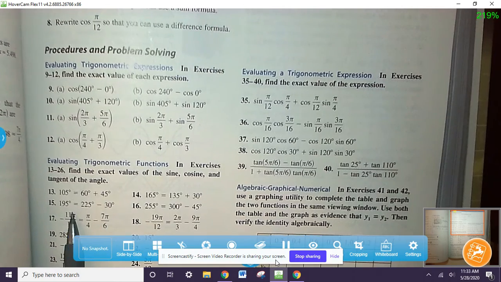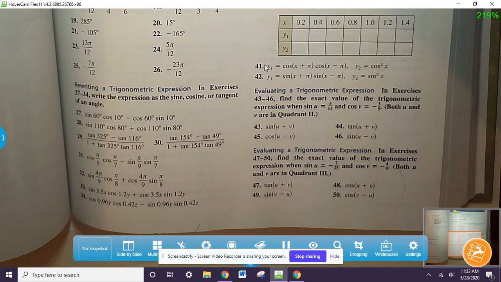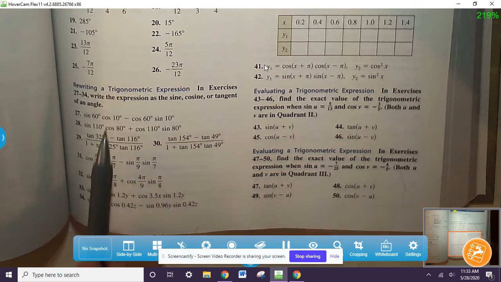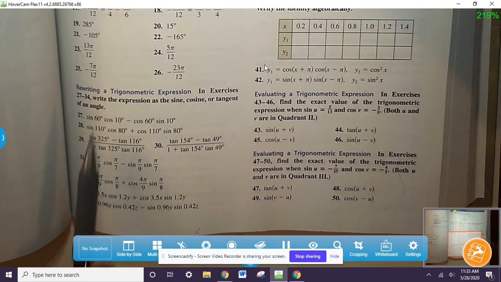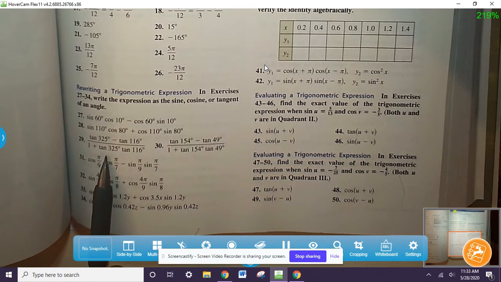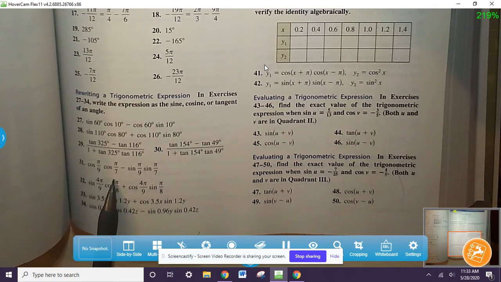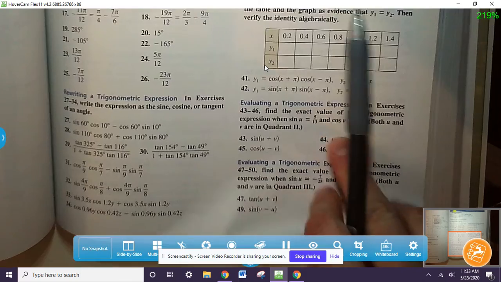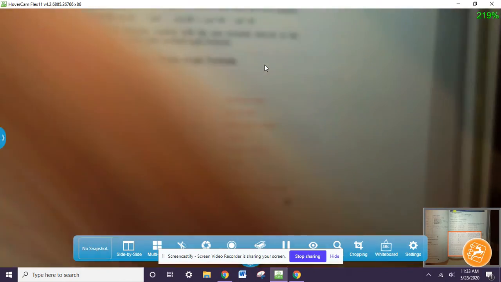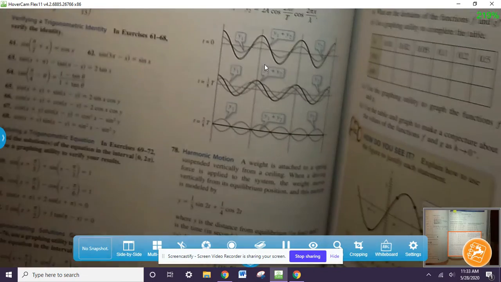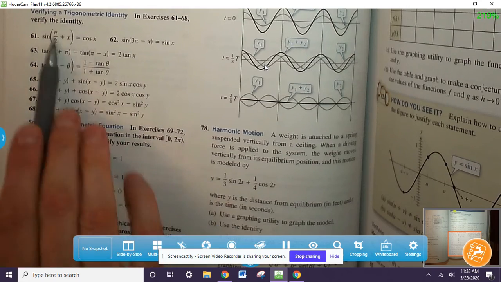The next problem you will do is number 29. And for number 29, here it is. So 29 is this one. You're writing the expression as sine, cosine, or tangent of an angle. And number 31 is here. Number 66. On the next page, here's number 66. 66 is verify the identity.